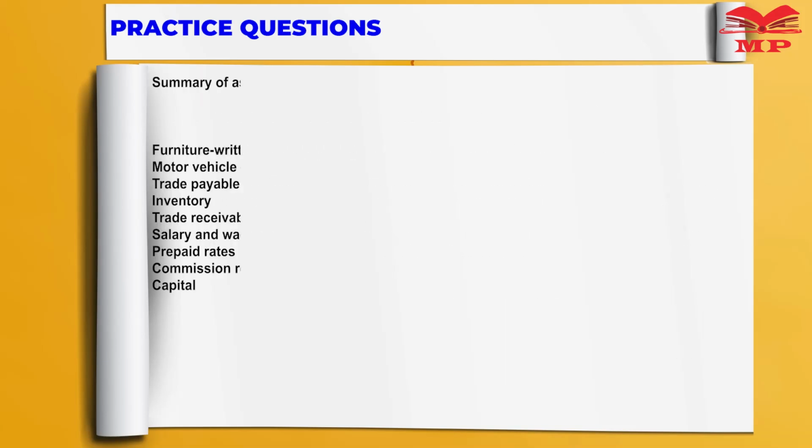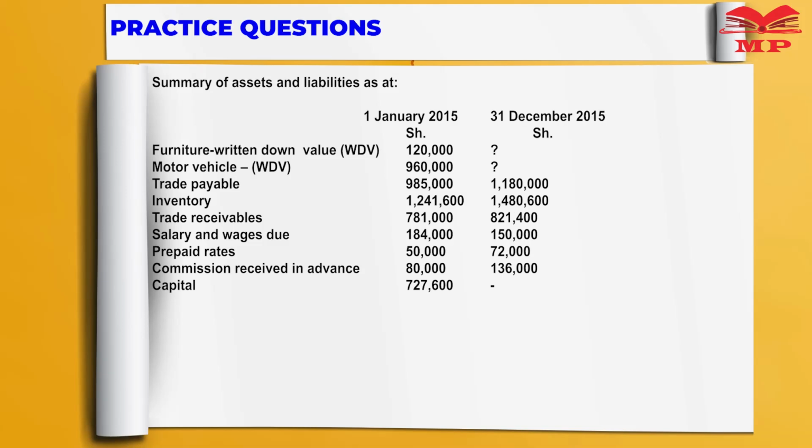Summary of assets and liabilities as at 1st January 2015 and as at 31st December 2015. We have furniture, written down value, motor vehicle, written down value, trade payable, inventory, trade receivable, salaries and wages due, prepaid rates, commission received in advance, capital.